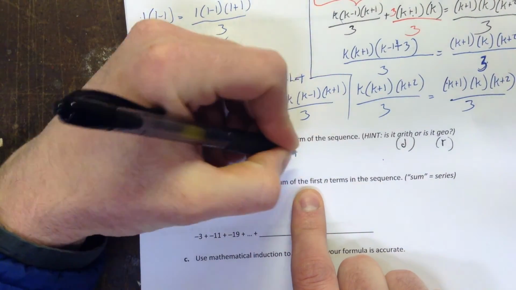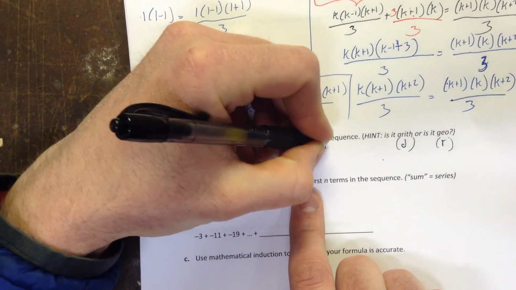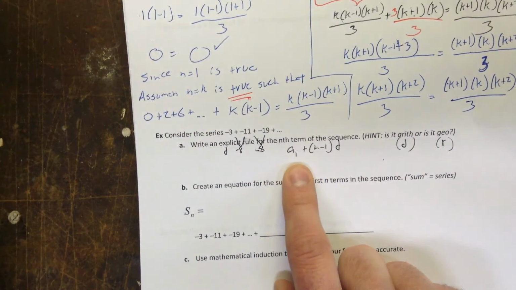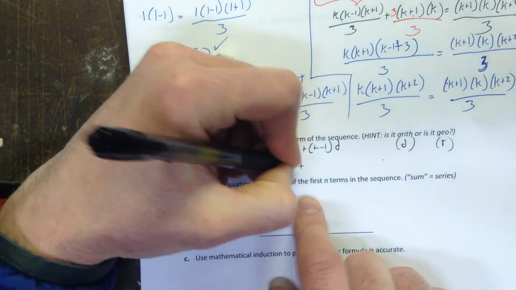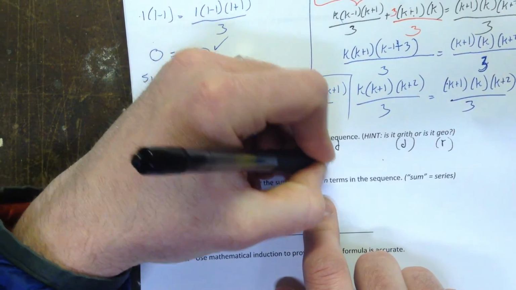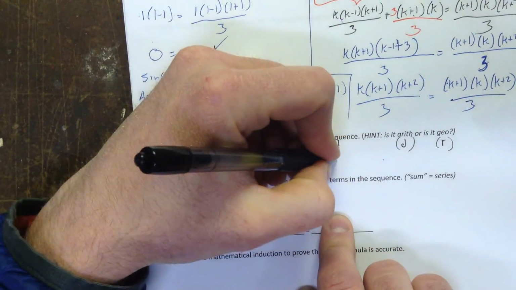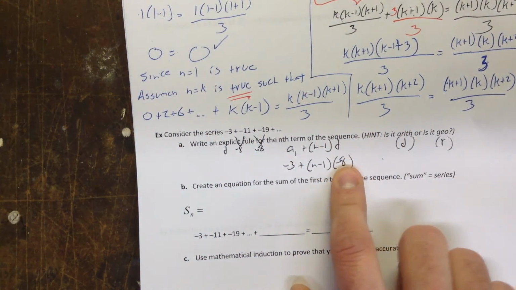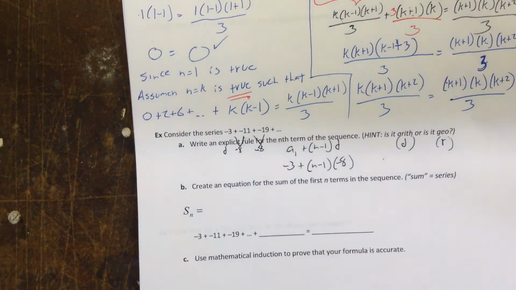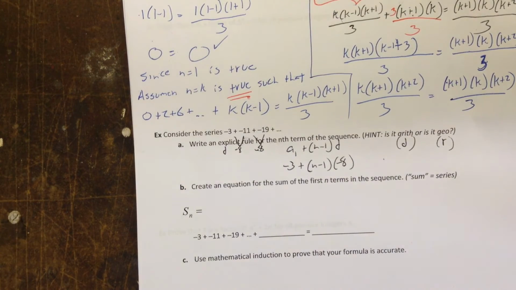The formula is a1 plus (n minus 1) times d. And I'm going to use my a1 value, which is right up here, -3. And I'm going to use n minus 1 as my variable, and then d is that difference value, which is -8. A little warning on these ones, when you use negative numbers at the back here, put it in parentheses, please. That way it doesn't look like subtraction, it looks like multiplication. So there is our explicit rule for the nth term.